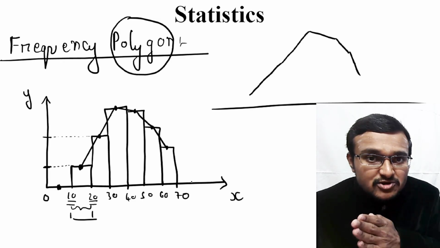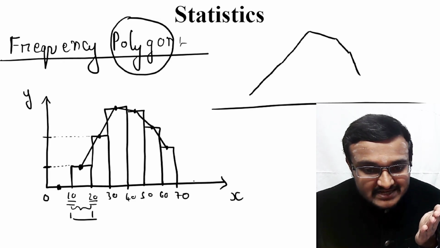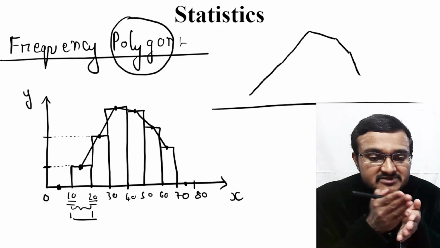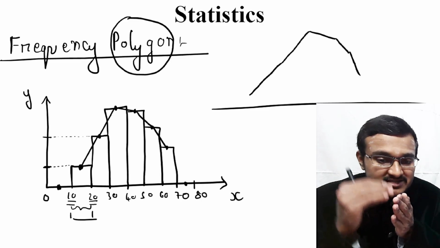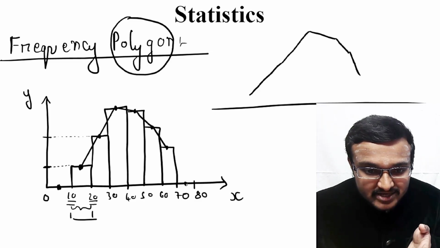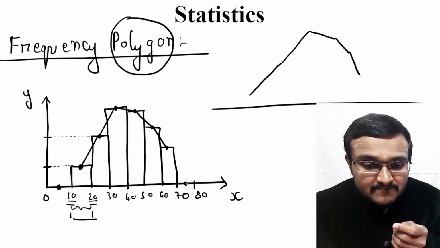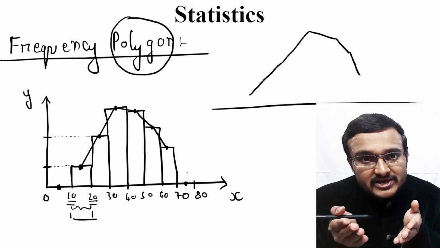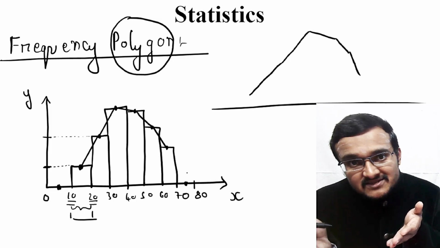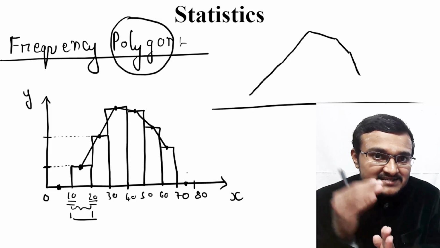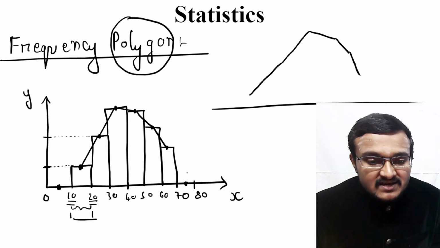Similarly, after 70 also we don't have any data points. So again the y value will be 0, and this point you have to consider in between 70 and 80. That is the next range. From 60 to 70, there is a data point, there is frequency. From 70 to 80, there is no frequency, so the y value will be 0, and this point will be on the x-axis. After 60 to 70, the next range is 70 to 80, so you consider the midpoint between 70 and 80 on the x-axis, and the y value will be 0 because the frequency is 0.